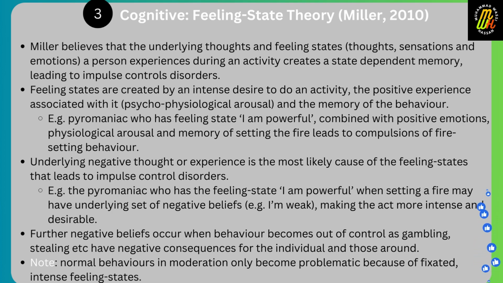For example, a pyromaniac who has the feeling state "I am powerful" combined with positive emotions, physiological arousal, and memory of setting the fire develops compulsions of fire setting behavior. An underlying negative thought or experience is the most likely cause of the feeling states that lead to impulse control disorders. For example, the pyromaniac who has the feeling state "I am powerful" when setting a fire may have an underlying set of negative beliefs, for example, "I am weak," making the act more intense and desirable.